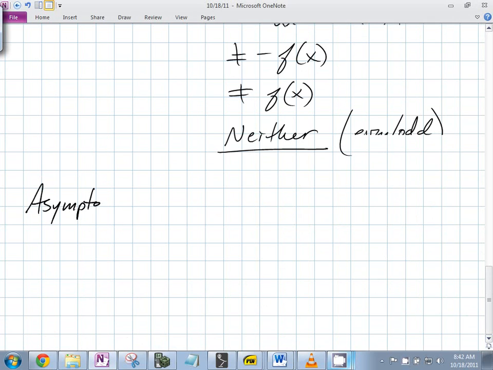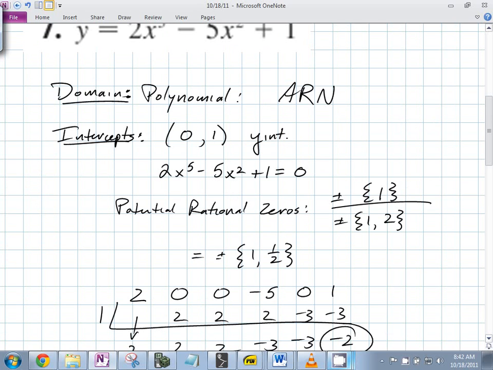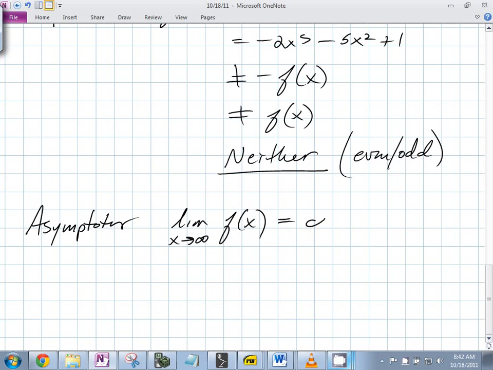First of all, we look at the limit as x goes to infinity of f of x. As x goes to infinity, what does this function go to? It goes to infinity. I don't really like saying equals, but it gets infinitely big. What's the limit as x goes to negative infinity? It goes to negative infinity. So is there a horizontal asymptote? No, no HA.